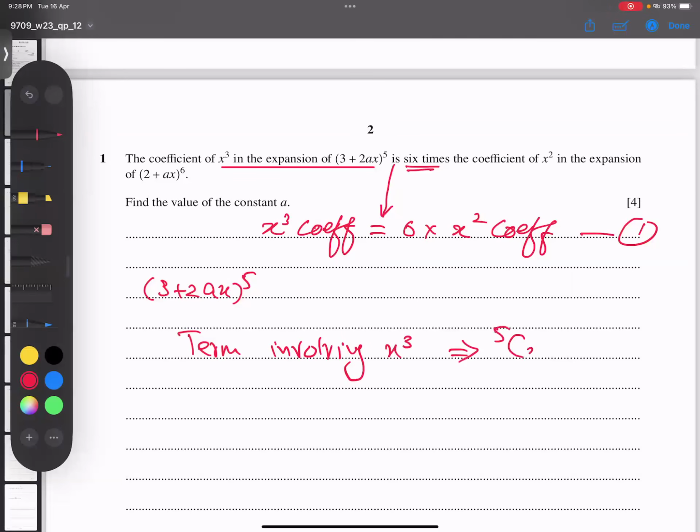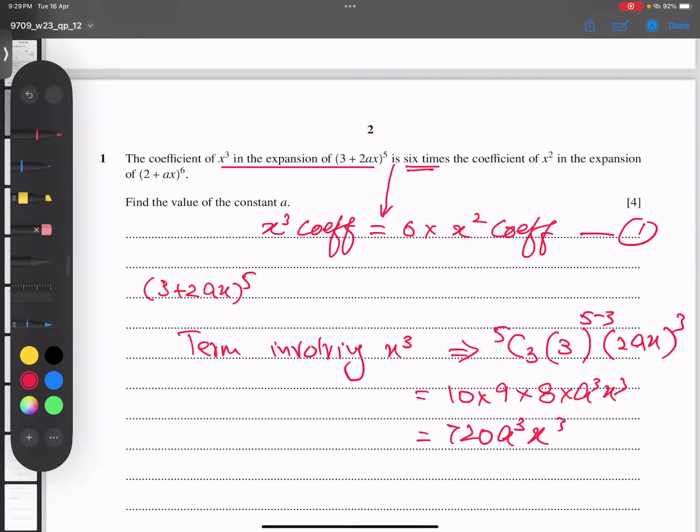So 5C3, and 3 to the power 5 minus 3, and (2ax) to the power 3. And 5C3, if you type it in the calculator, gives you 10. So 10, and 3 to the power 2 is 9, and 8 a cube x cube. So I'm getting 720 a cube x cube. So the x cube coefficient is done.